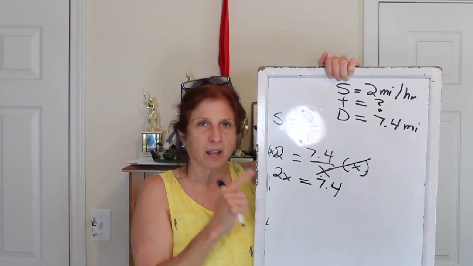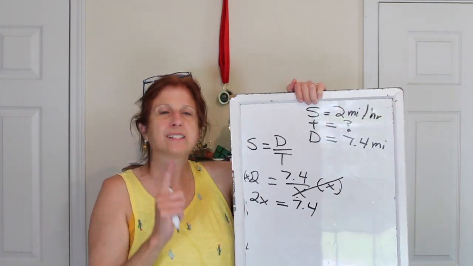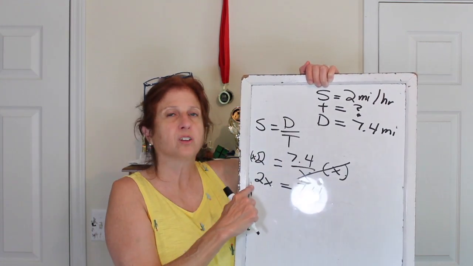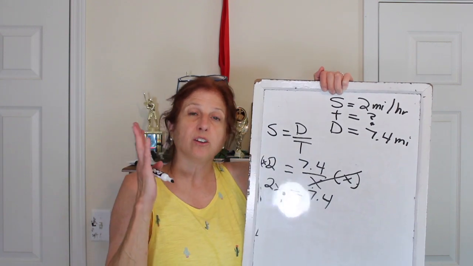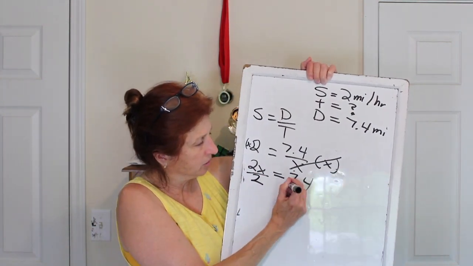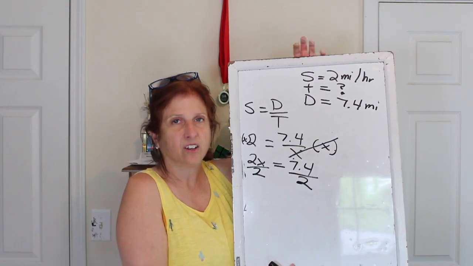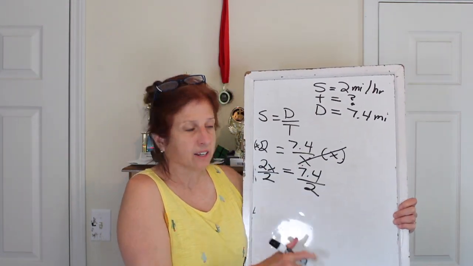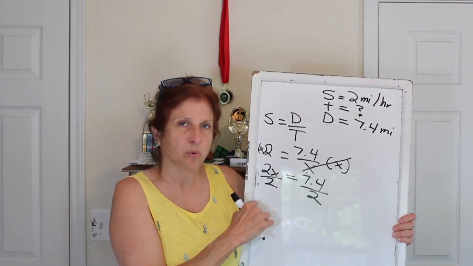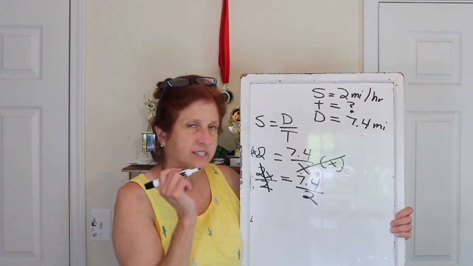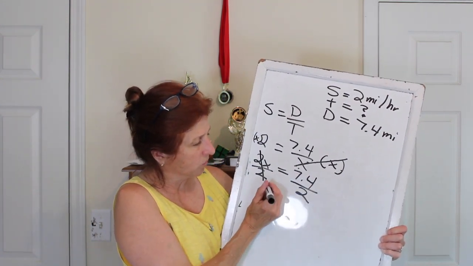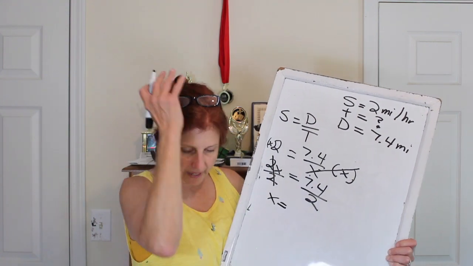Now, my question I ask myself is, why is X not alone? And the reason why it's not alone is it's being multiplied by 2. So I do the opposite. The opposite of multiplying by 2 is dividing by 2. And what I do to one side, I do to the other. How I write dividing is the fraction bar. Because I have a 2 in the numerator and the denominator, they cross out. And so now my answer is going to be 7.4 divided by 2 is going to be my time.